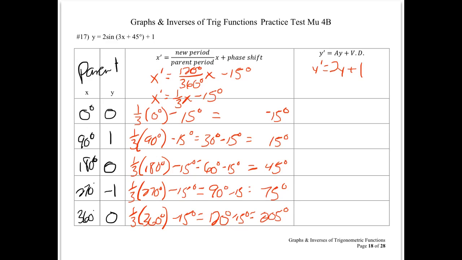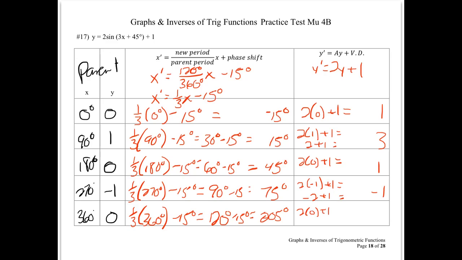For my new y values, I take my original one, multiply it by 2, and then add 1. 0 times 2 is 0. 0 plus 1 is 1. Next one is 2 times 1 plus 1, which is going to be 2 plus 1, which is 3. Next one is 2 times 0 plus 1, which is 1. Next one is 2 times negative 1 plus 1, which is negative 2 plus 1, which is negative 1. And then finally, 2 times 0 plus 1, which is 1.